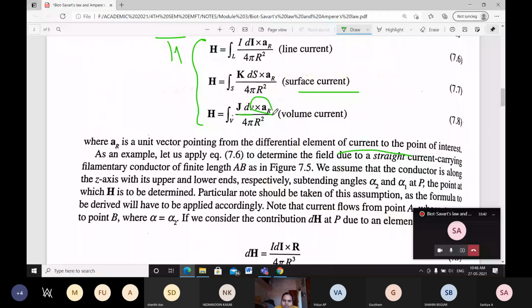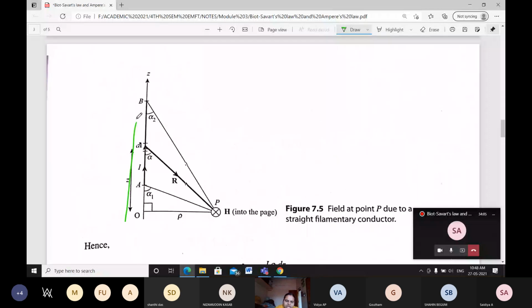Then, for example, just an example here it is taken. Let us apply this line current to determine the field due to a straight current carrying filamentary conductor of finite length AB. In this figure it is given. Just a wire is taken. A line current means we can assume it as a wire also. In this wire, what might be the intensity is what we are going to find now, with the length taken as A to B.